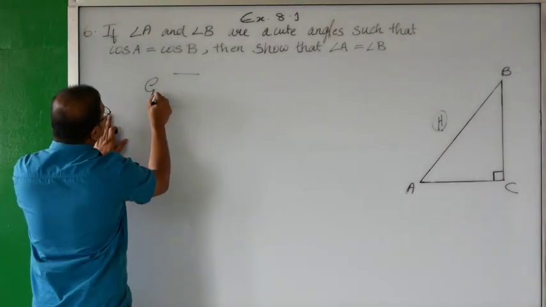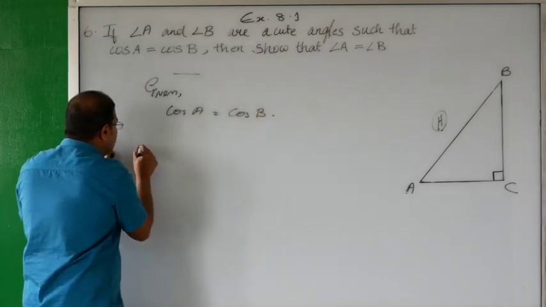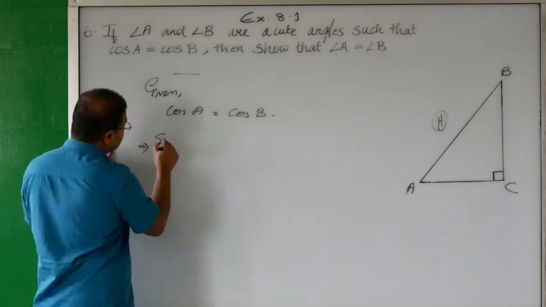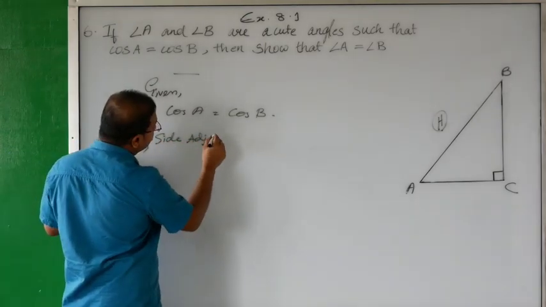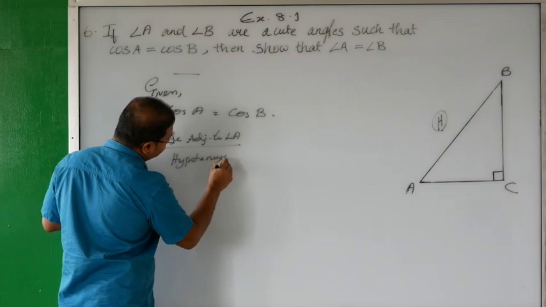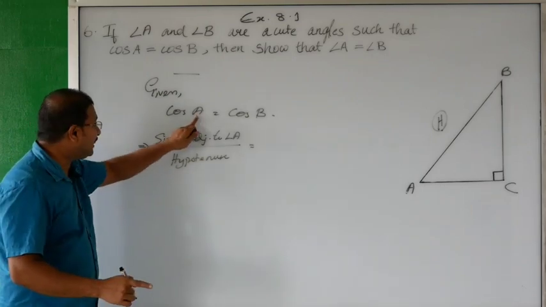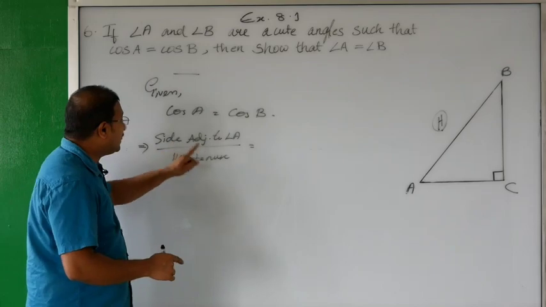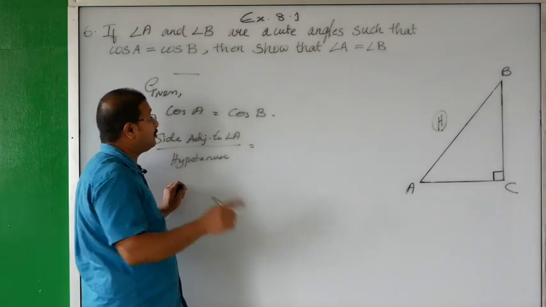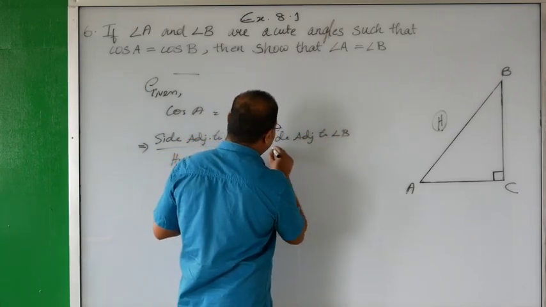Let's see now. Given cos A equals cos B, and we know that cos theta is base by hypotenuse. Base means the side adjacent to angle A divided by hypotenuse equals, again, cos theta is base by hypotenuse, so the side adjacent to angle B divided by hypotenuse.